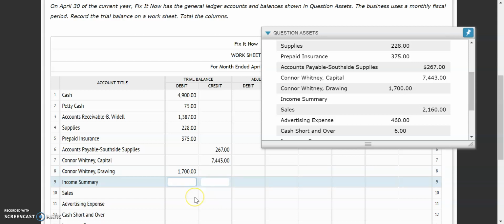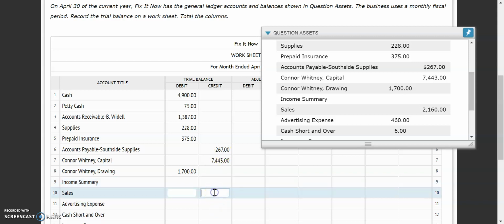Now, here's our first one, income summary. We have not learned about income summary yet. You won't actually learn about that until chapter 8. But income summary is a special account. It currently doesn't have a balance. However, we list it on our trial balance always. We list all accounts whether or not they have balances. Okay? So then we jump onto sales.